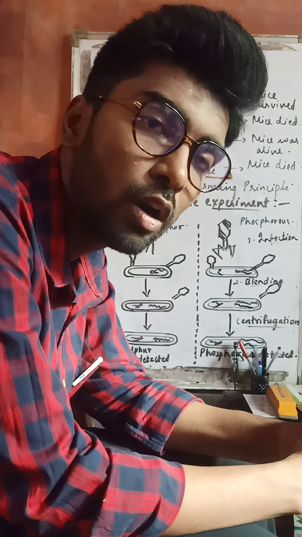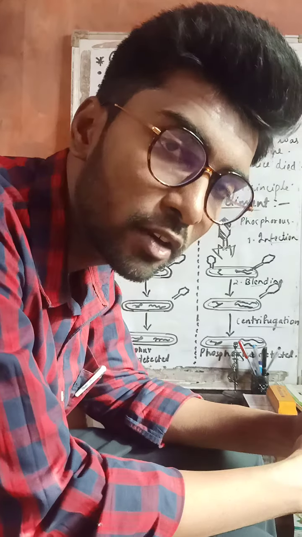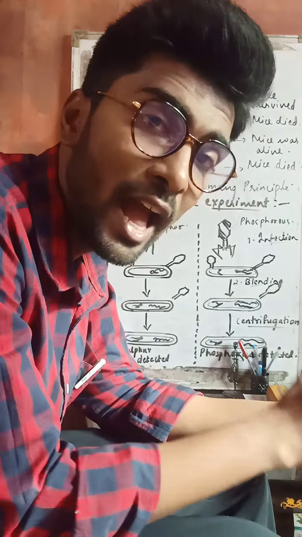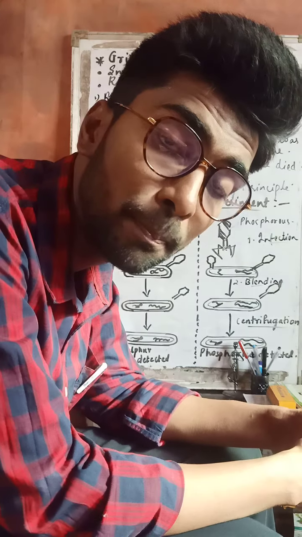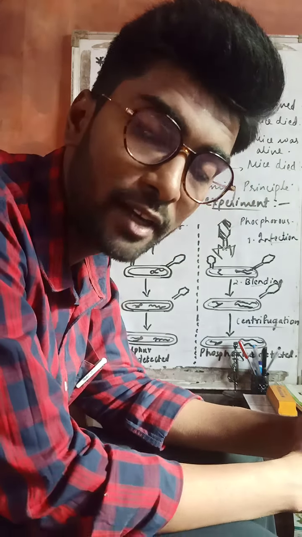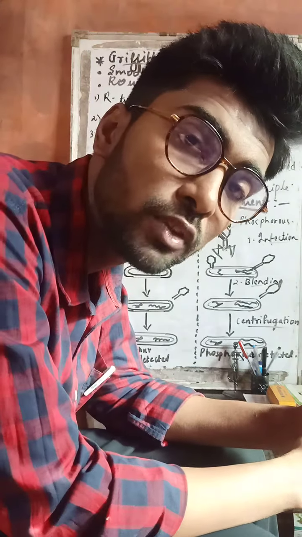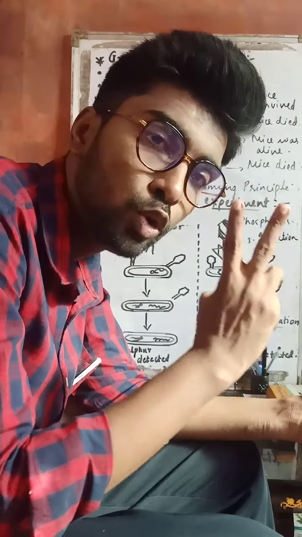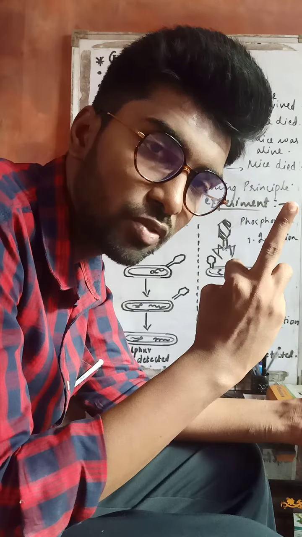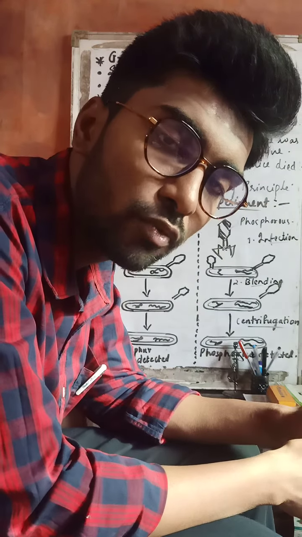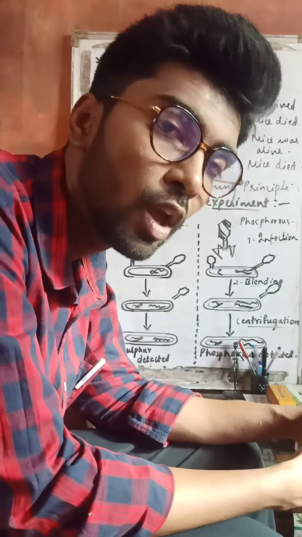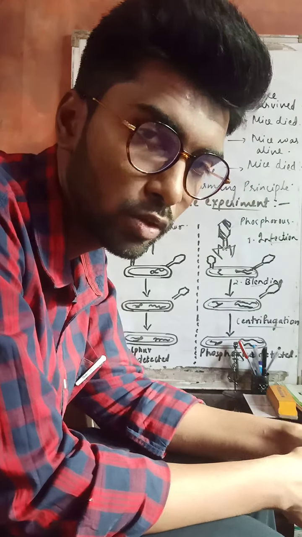This is called the Frederick Griffith experiment, conducted on a bacteria that causes pneumonia, and the name of the bacteria was Streptococcus pneumoniae. Right? Streptococcus pneumoniae is the bacteria which causes pneumonia. So he took two strains of bacteria, S strain and R strain. S strain was virulent and pathogenic. R strain was non-virulent and non-pathogenic.